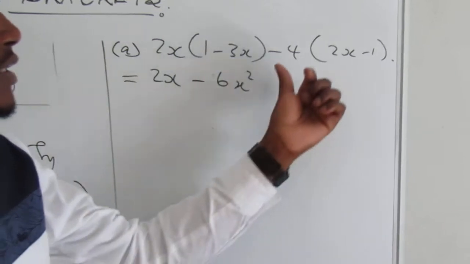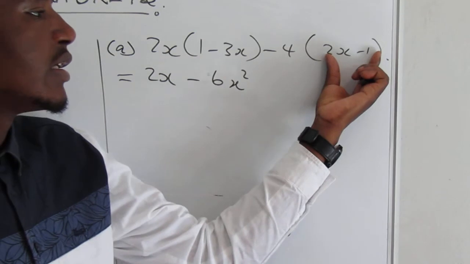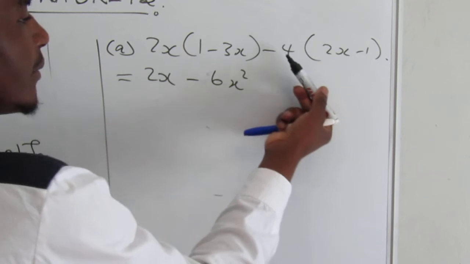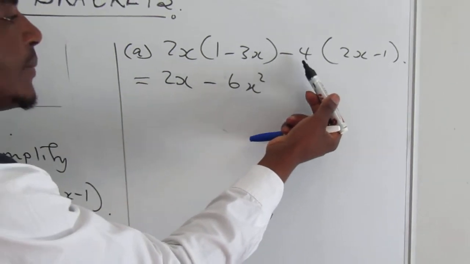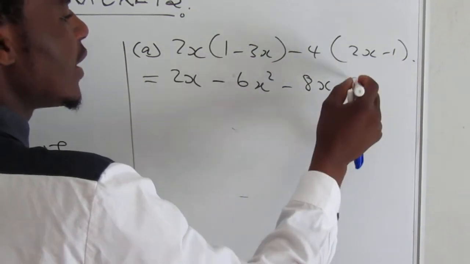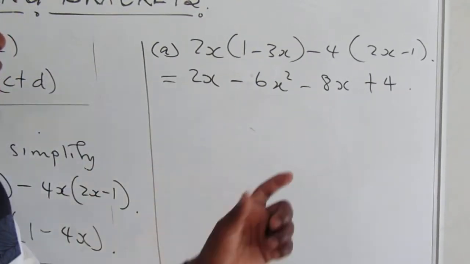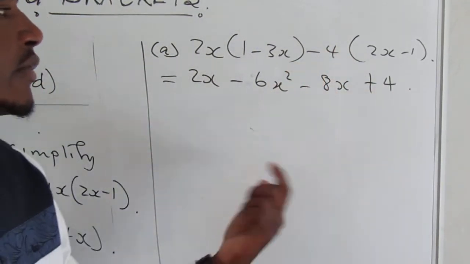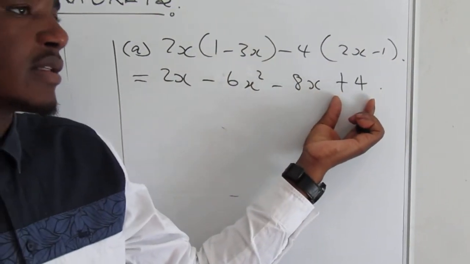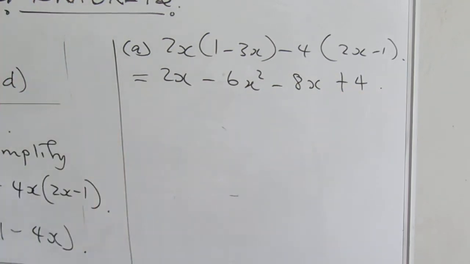Let us expand the brackets here. Our term which is outside the brackets is minus 4 and the expression here is 2x minus 1. So let us multiply all the terms inside the brackets by the term outside the brackets. Minus 4 times 2x, we get minus 8x, minus 4 times minus 1, we get plus 4. Please guys, pay special attention to the signs, because some students have a tendency of writing minus 4 for minus 4 times minus 1, which is wrong. So let us pay special attention to the signs.